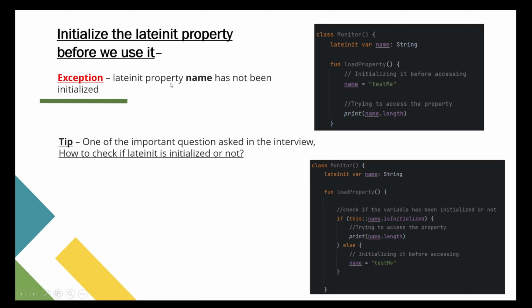If I forget to initialize it, I will end up with an exception which will be: lateinit property name has not been initialized. So the tip is, one of the frequently asked questions in Android is, how do you ensure that the lateinit property has been initialized or not? For that, we can make use of this code where we can add an if-else condition. So we check this::name.isInitialized. Name is the variable and isInitialized is used to check if the lateinit variable has been initialized or not. If it is, then we can access the property. And if it is not, then we can assign some value to the variable.